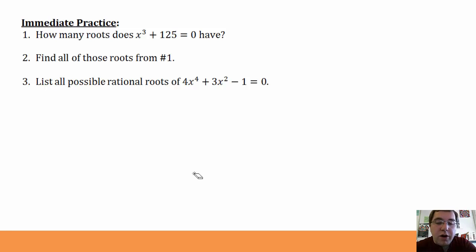Here are your immediate practice problems. Number 1, how many roots does x cubed plus 125 equals 0 have? Number 2, find all of them. Number 3, list all the possible rational roots of 4x to the 4th plus 3x squared minus 1 equals 0. All you have to do is list them. You don't actually have to find which ones work. You just have to list out the possible ones. All right? That's the end of sections 8.6 and 8.7.